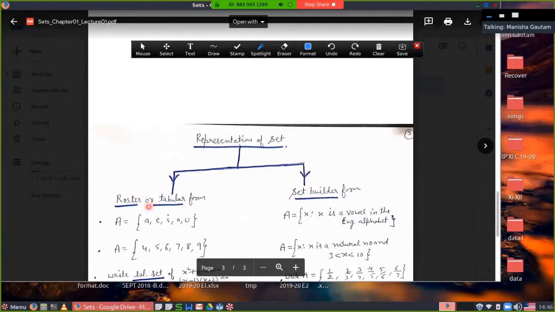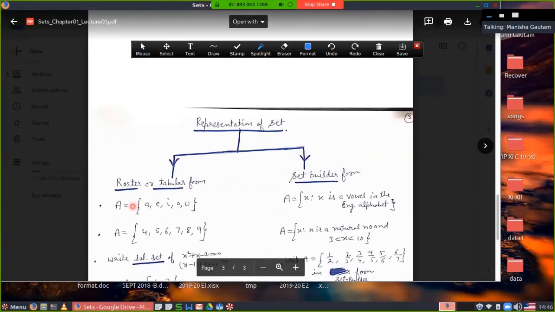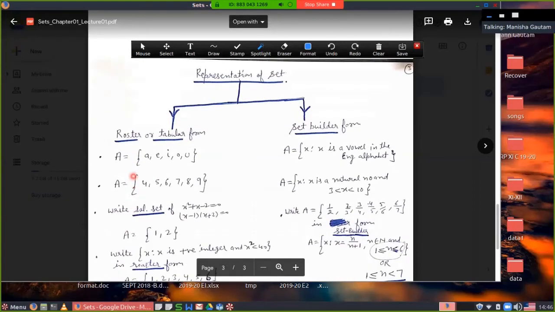First is roster form, which can be called tabular form, and the second one is set builder form. How to write in roster form? As in the definition I told you, A, E, I, O, U are the vowels of the English alphabet. Those are the elements which are collected. Here I have written those elements in brackets and separated them by a comma sign. This is the way to write the elements in roster form. And the notation of a set is always a capital letter. Here I have written capital A.